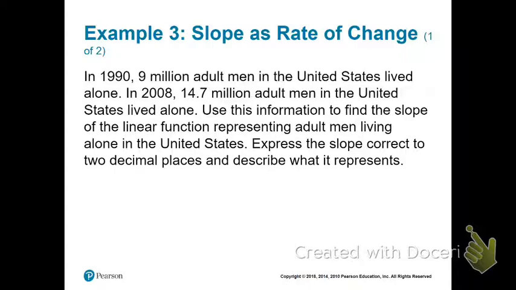All right, so it wants us to find our slope. In order to find slope, I either need an equation or I need 2 ordered pairs. Well, I don't see any equation in here, but I do see some numbers that make ordered pairs. So in 1990, we know there were 9 million adult men doing whatever. In 2008, there were 14.7 million adult men.